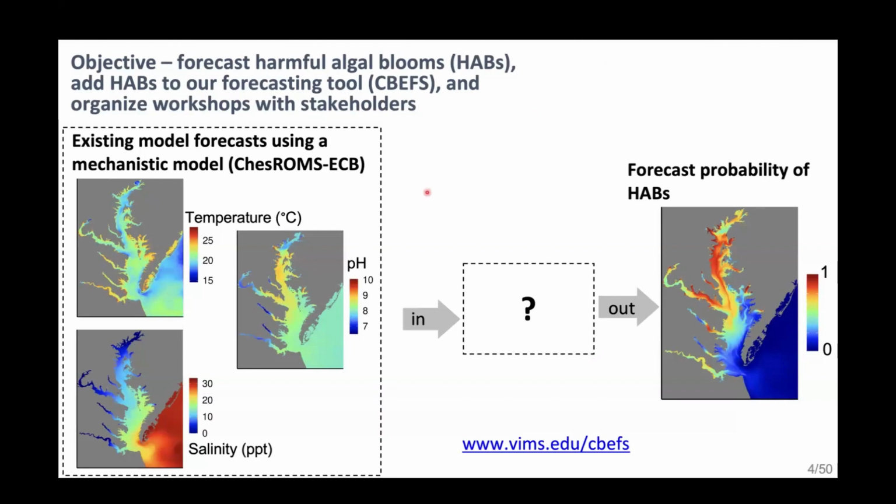And basically the idea is to use forecasts provided by CBEFS. I will introduce this tool later. Forecasts of temperature, salinity, and pH, so the environmental conditions. And based on forecasts of the environmental conditions in the Chesapeake Bay, we will forecast bloom probability throughout the bay. And in the end, as shown on the right here, we just want to know where.